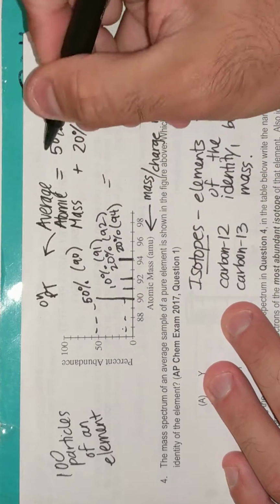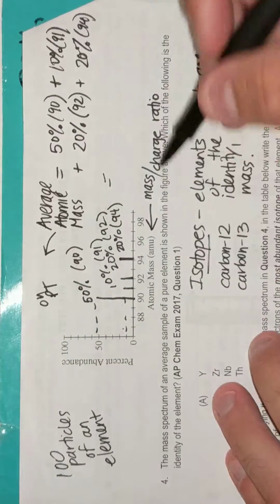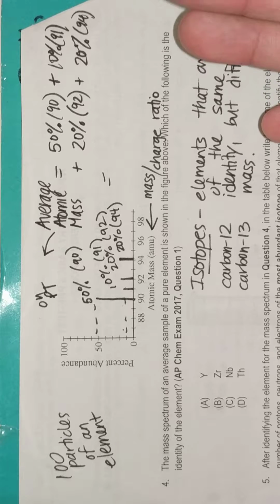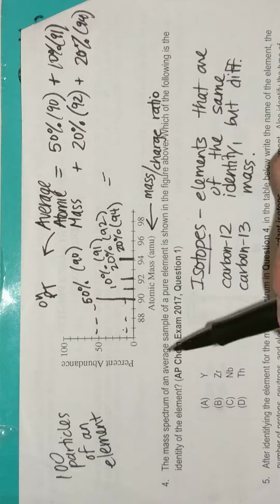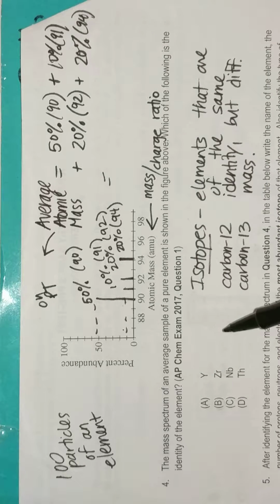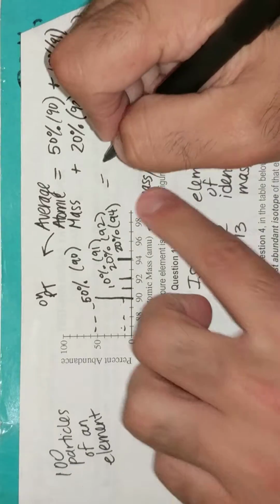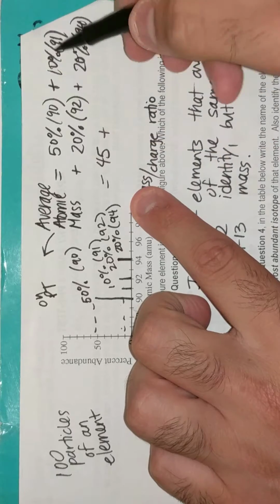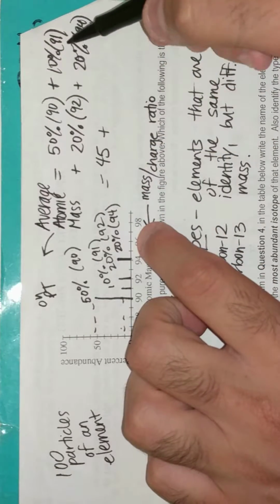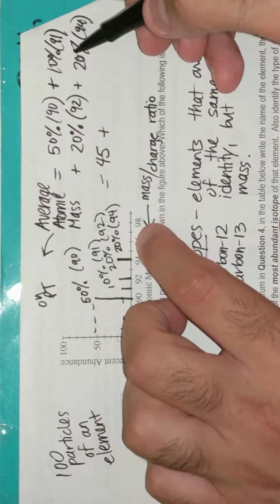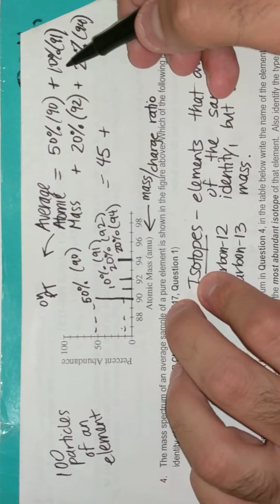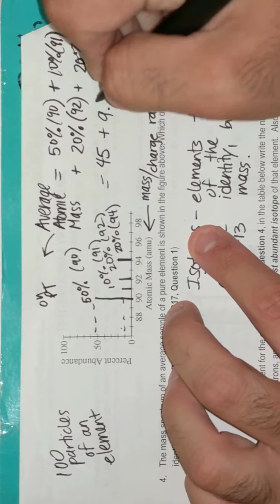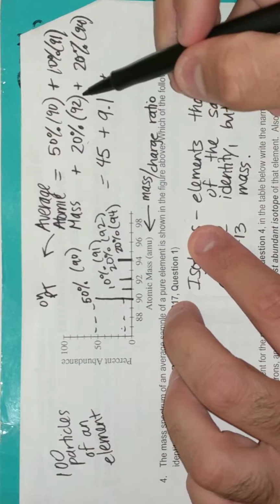So if I want to do this math, 50% of 90, and notice I'm doing this without a calculator, because this is a no calculator section. This is on the AP exam from 2017, almost two years ago. 50% of 90 is 45. 10% of 91: anything 10% is like dividing by 10, so it's 9.1. Then 20% of 92.